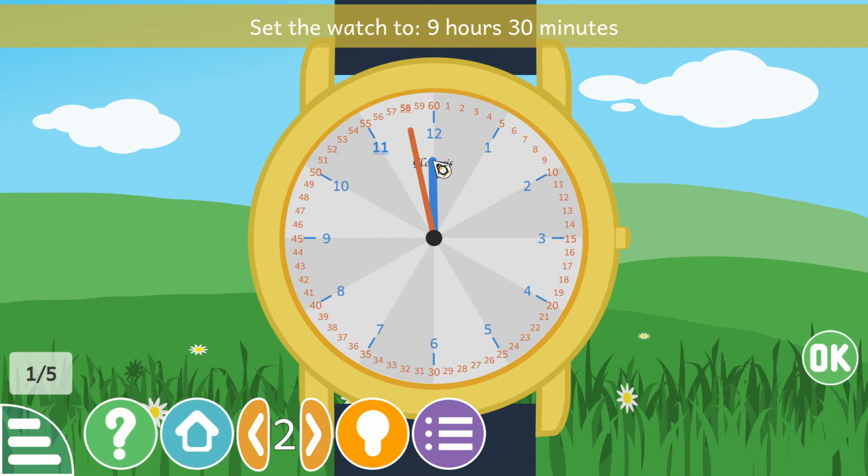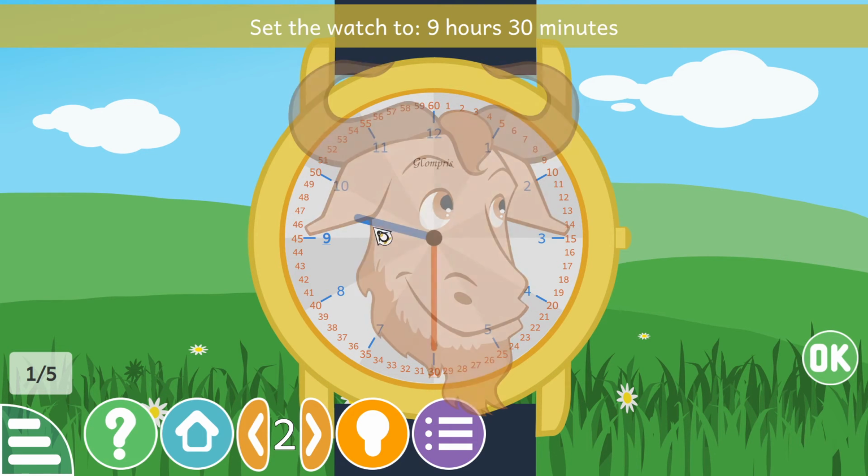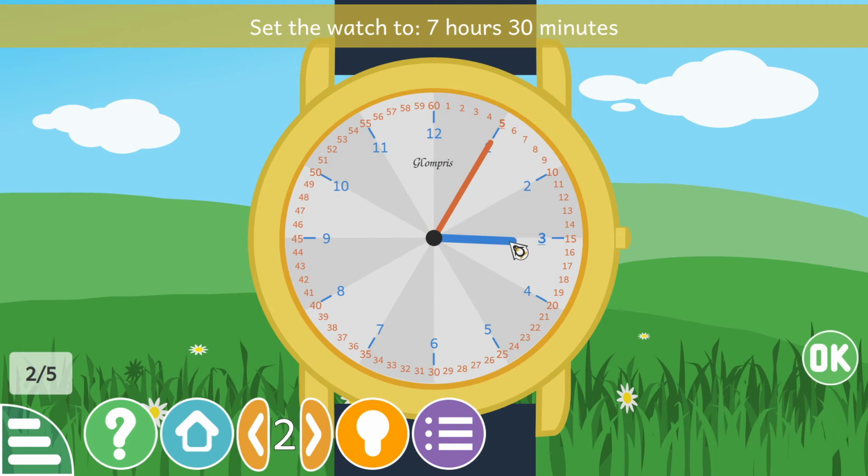So now we've got a minute hand as well. So if I spin that hand around, the hour hand will spin as well. So I'm going to make it 9 and then move the minute hand around to 30 minutes. So even though the hours are split into 12 different segments, we've now got 60 segments for the minutes. So 7 hours, 30 minutes. You might typically get up of a morning at that time. So 7:30.